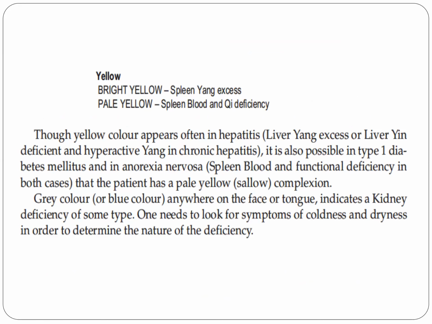Though yellow color appears often in hepatitis or liver yang excess, or liver yin deficient and hyperactive yang in chronic hepatitis, it is also possible in type 1 diabetes mellitus and in anorexia nervosa, which is spleen, blood, and functional deficiency. In both cases, the patient has a pale yellow or sallow complexion.